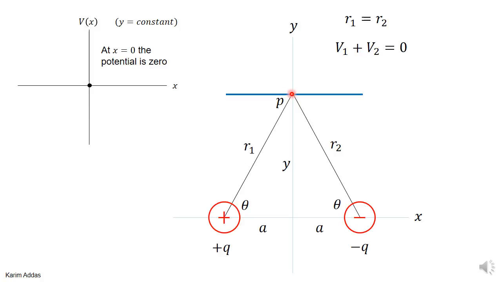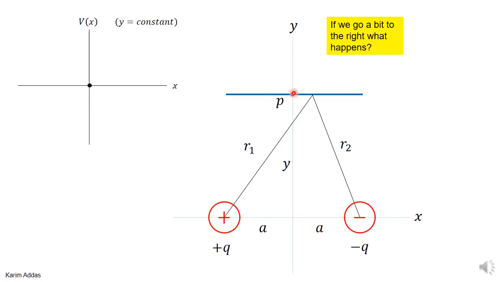If you go to the point P itself, the potential is 0, because you get kq over R1 minus kq over R2, and R2 is the same as R1. The distance is the same, so you get exactly 0. So the potential at x equal to 0, at point P, is 0. This is one point in the sketch.